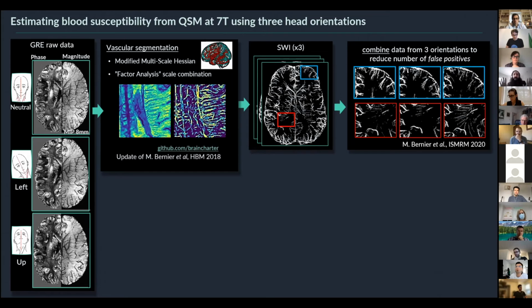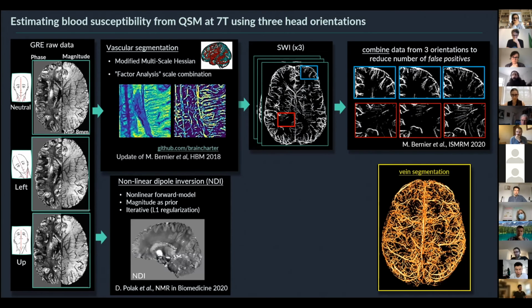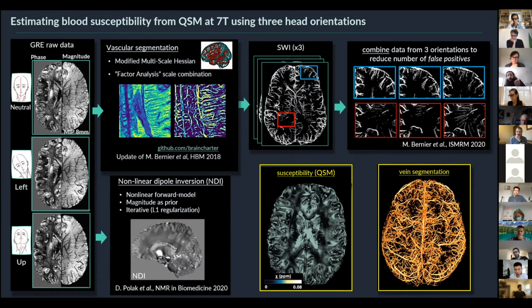Now, the 3 orientations were helpful because they allowed us to reduce the number of false positives that occur when the vessel is oriented parallel to the B0 field direction. So the 3 orientations allowed us also to perform quantitative susceptibility mapping, or QSM, and then we're able to combine the QSM maps with the vein segmentation to look only at susceptibility within the vessels.